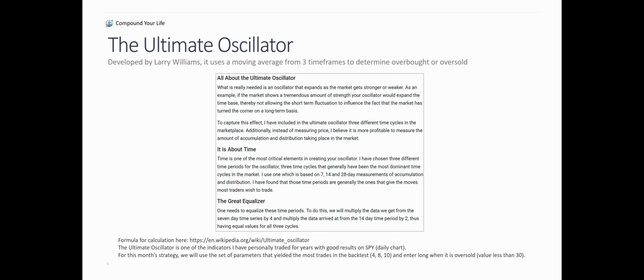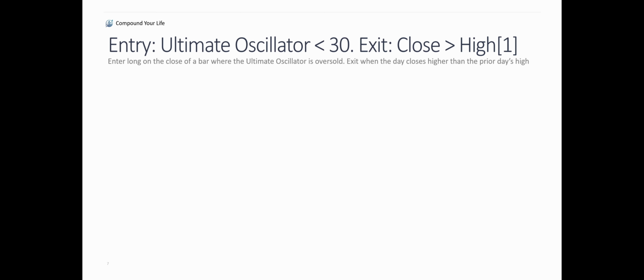So for this month's strategy, I mentioned we're going to use the parameters that yielded the most trades in the backtest. And of course, outside of modifying those 3 time frame parameters, we're simply going to maintain that same oversold entry. So if the Ultimate Oscillator is less than 30, then we're going to go long. And so that's what this looks like: we simply enter long when the Ultimate Oscillator is less than 30, and then we exit on a day where the market's about to close higher than the prior day's high.